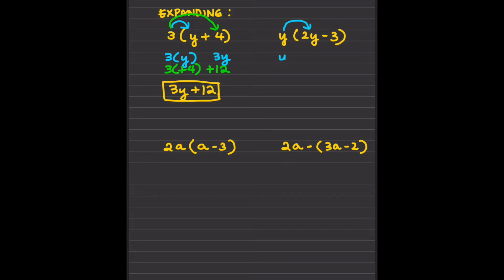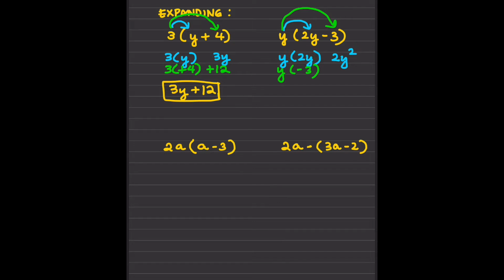So this would be y times 2y, and then y times negative 3. Always remember the sign. So y times 2y is 2y squared. Remember our index rules. When the same base is multiplied, you add the indices. Now, there is an invisible index here. Every whole number or variable has an index of 1.